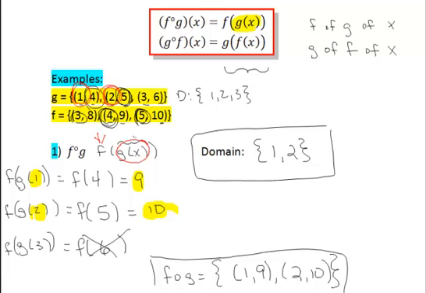To get the domain, the output of the inside function must be in the input of the outside function. And if it is, then the domain is the input of the inside function. Wow.